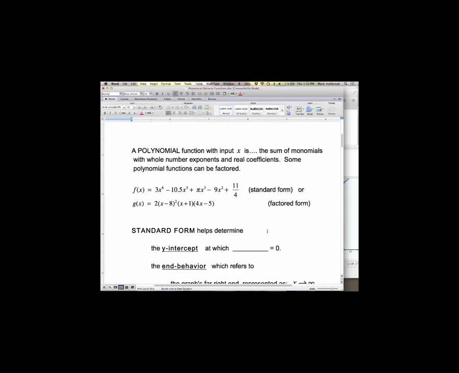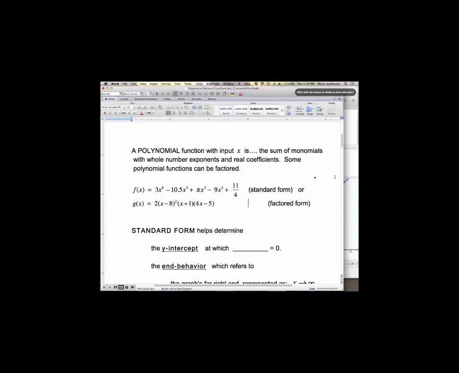Okay, so we kind of defined it, but right now we're switching. A polynomial function with input x is the sum of monomials. So it's a sum of terms, or difference of terms, with whole number exponents and real coefficients. That means you can have only 0, 1, 2, 3, 4, 5, 6 as your exponents, but the coefficients can be any real number: pi, decimals, negatives, big numbers, small numbers, any real number.